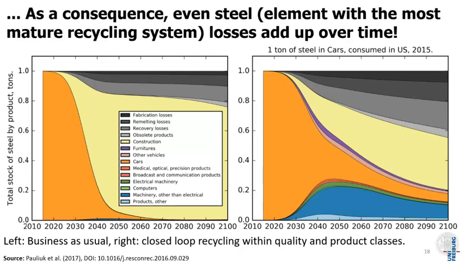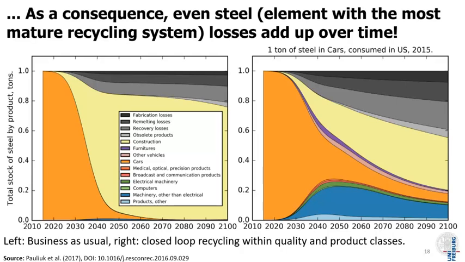If we move to the right plot, in the right plot, we model a closed loop steel economy. Closed loop means we keep the steel in high quality applications. So it's a scenario where we don't cascade the steel into construction steel, but keep it in sheet metal form for machinery and for vehicles.